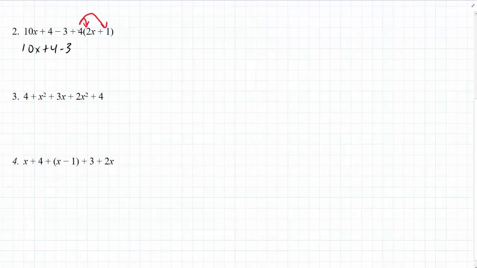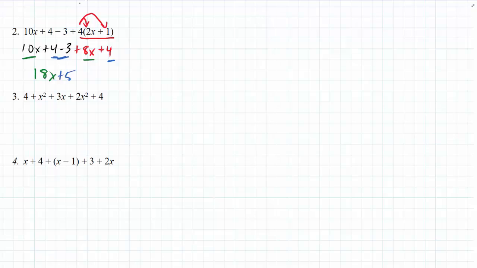Now for this part, we're going to distribute the 4. 4 times 2x is 8x. 4 times 1 is 4. Now let's combine the like terms. I don't have any x squares, but I have 10 x's and 8 x's here, so I have 18x. As far as the units, I have 4 minus 3, which is 1. And then I have another 4, so 1 plus 4 is 5.